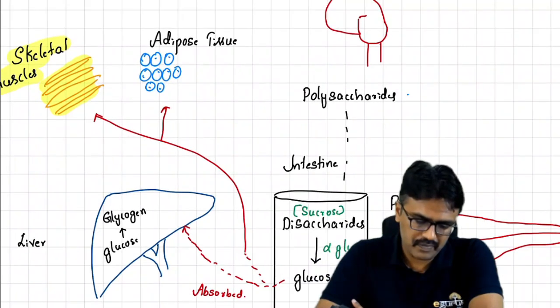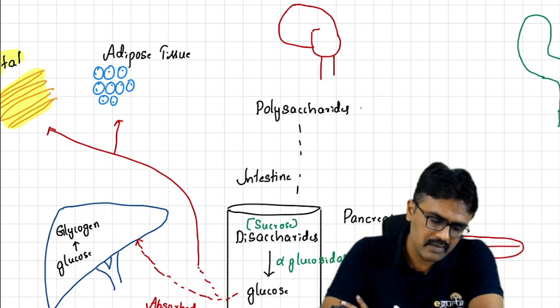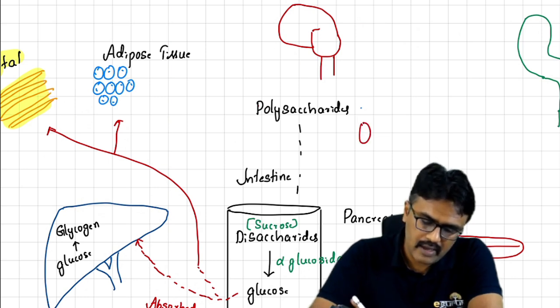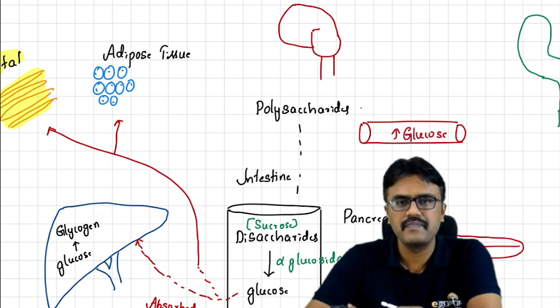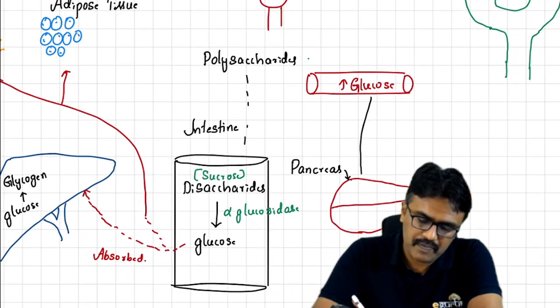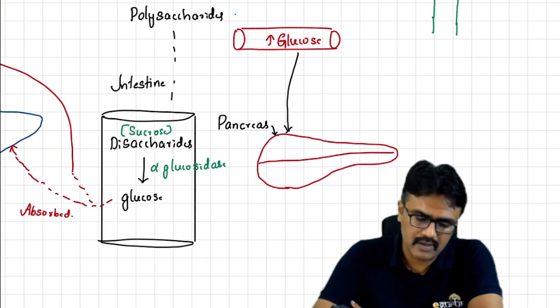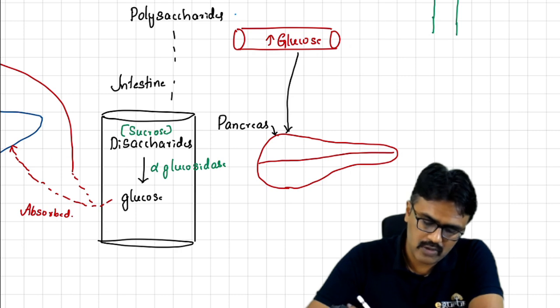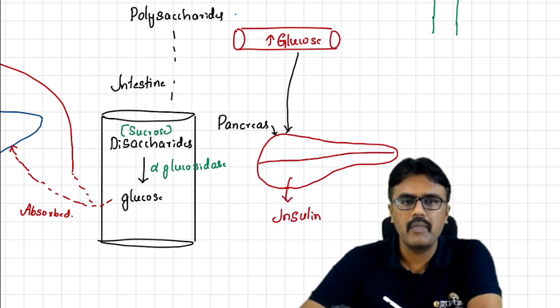Now, what is the next thing? Whenever glucose is high, this is also sensed. So this is the blood vessel where the glucose is now there. Not only is it taken up, it is also sensed as high glucose in the blood vessel. So whenever there is high glucose, this will be sensed by the pancreas, and the pancreas starts releasing insulin.